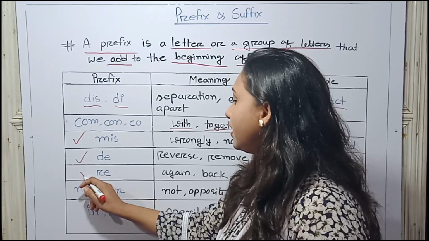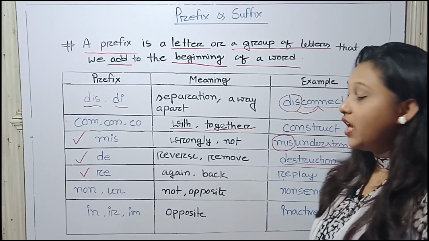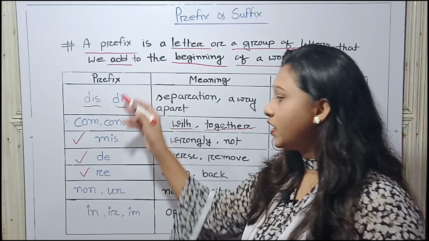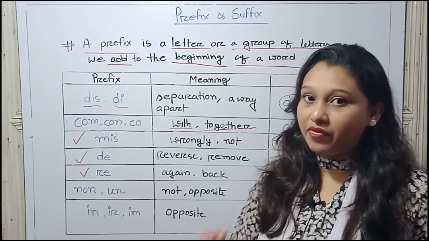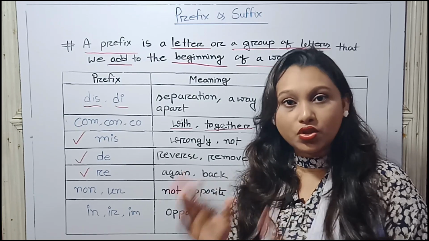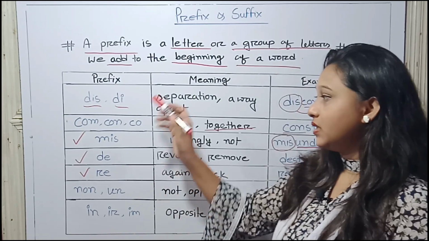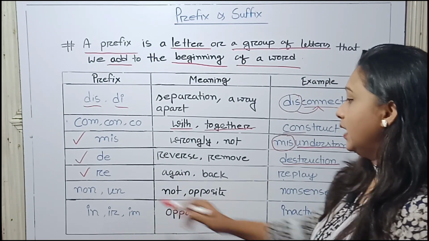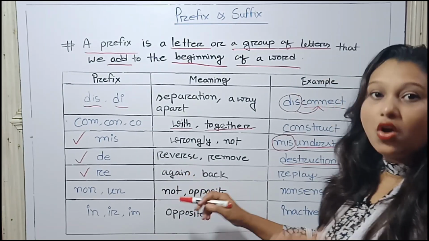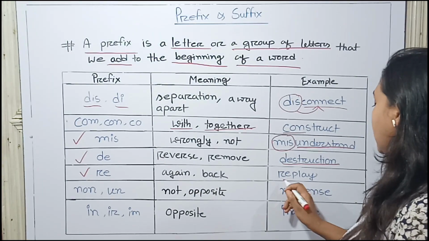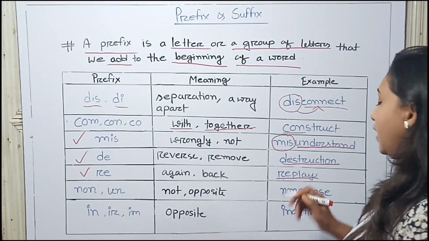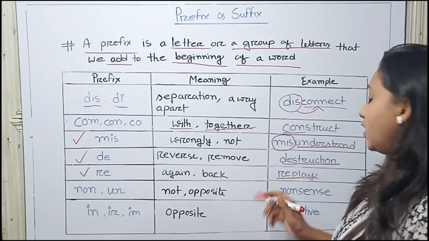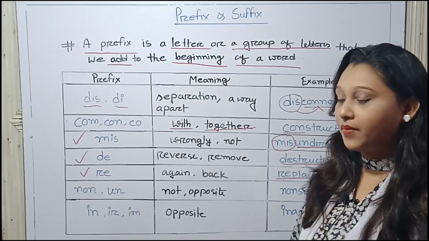Next one, re, which means again or back. Remember, dear students, when you are doing prefix, remember all these prefixes, and as I said, there are lots of prefixes in English grammar, but for the time being I have mentioned here some of them. Well, re means again or back. An example: replay. Play was our root word and I use here replay.